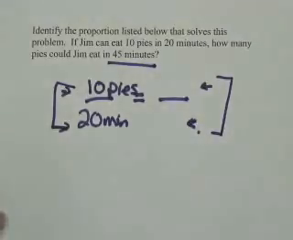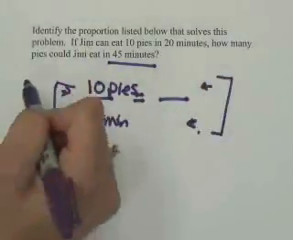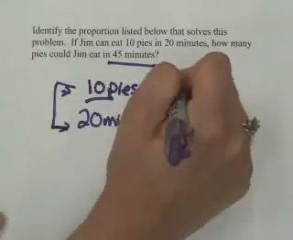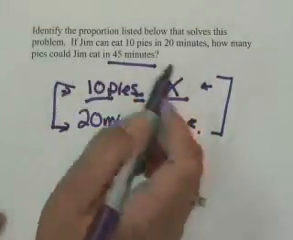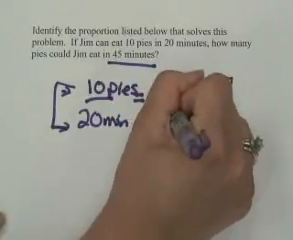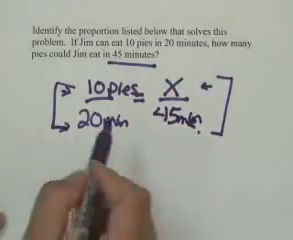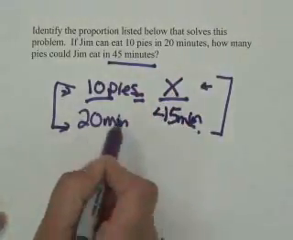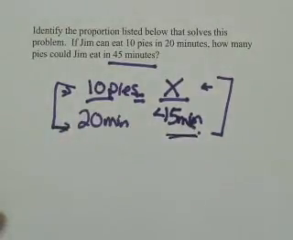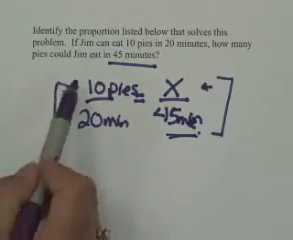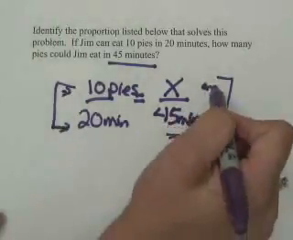In the second ratio, the question is how many pies. So that means pies is what we don't know. How many pies can Jim eat in 45 minutes? We'd put 45 in the denominator. That is because we have minutes in the denominator in the first ratio, so we want to make sure we put minutes in the denominator in the second ratio. The same way that we have pies in the numerator, we're going to solve for pies in the numerator too.